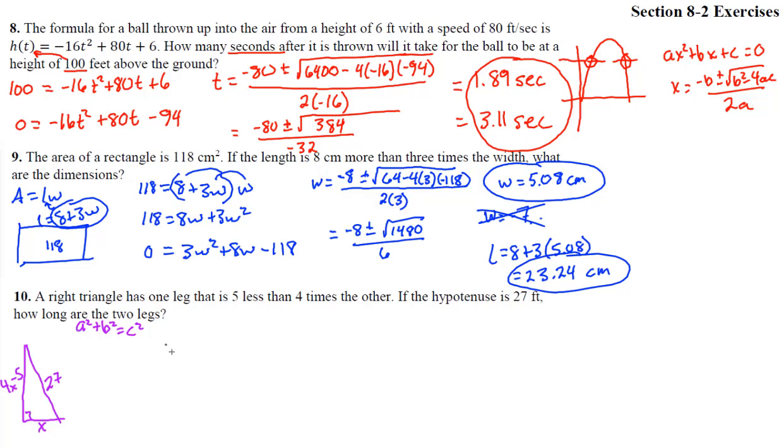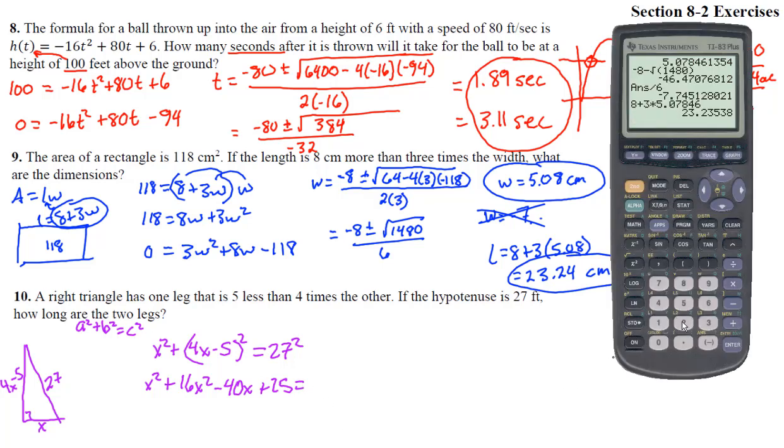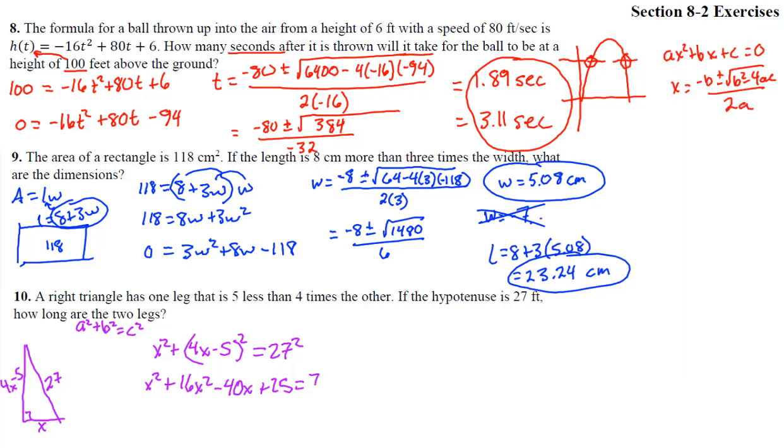So write out a squared plus b squared equals c squared. We get x squared plus (4x minus 5) squared equals 27 squared. Oh boy, go ahead and multiply these out, and we get x squared plus 16x squared. 4 times 5 is 20. We'll have 2 of those middle terms, so it's a minus 40x plus 25 equals, what is 27 squared? I don't know that one. 729.